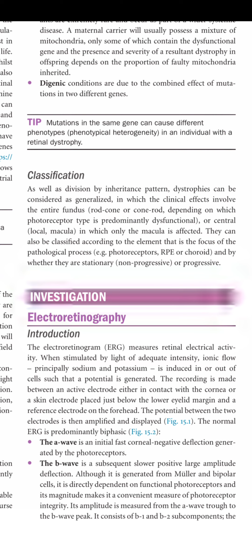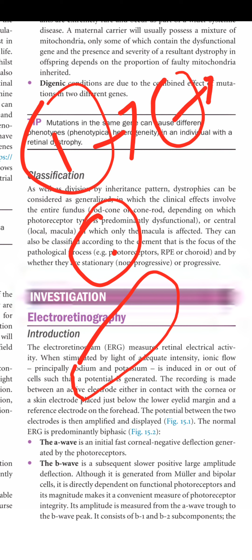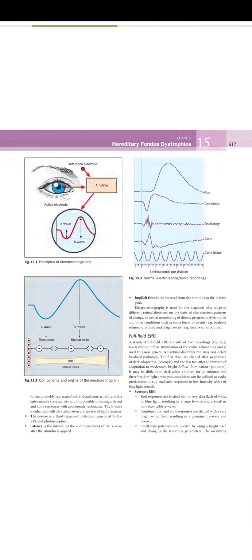So basically what we do is we place one electrode in front of the cornea, or we place it on the skin below the lower eyelid, and another electrode is placed at the forehead, which is basically the reference electrode. When the eye is stimulated by the light, a certain potential is generated, and the potential between the two electrodes is then amplified and displayed, and this is how the ERG is produced. So let's see figure 15.1.